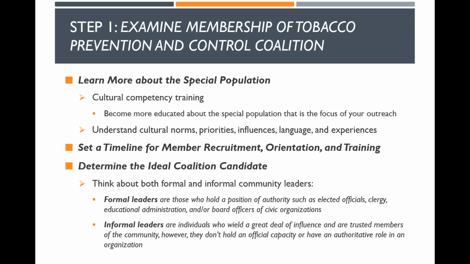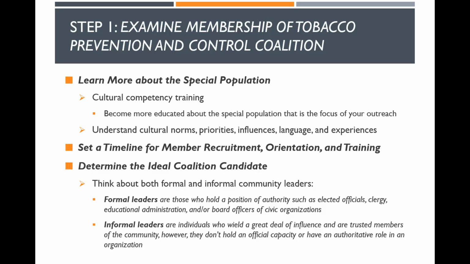When identifying potential coalition members, you should consider formal and informal leaders in the community. Formal leaders are those who hold a position of authority, such as elected officials, clergy, educational administration, CEOs from private businesses, chief law enforcement, executive directors of local agencies and nonprofit organizations, or board members of civic organizations. These individuals generally have decision-making authority on behalf of the entities they lead and are often willing to commit organizational resources to the local boards and committees on which they serve.